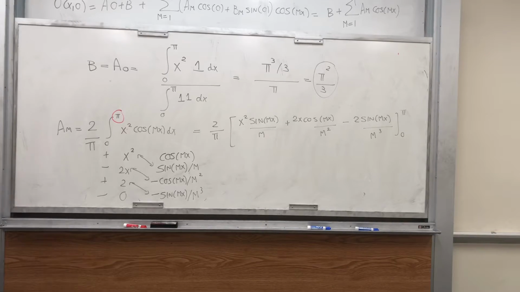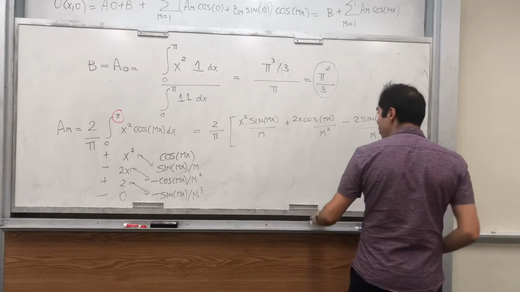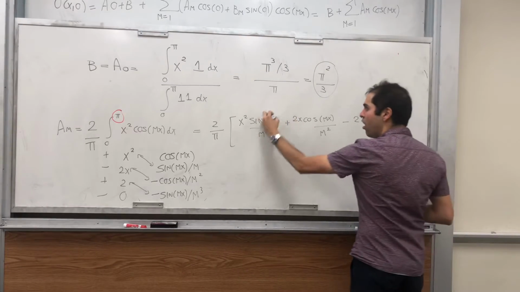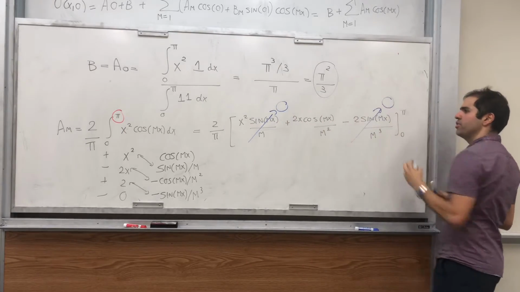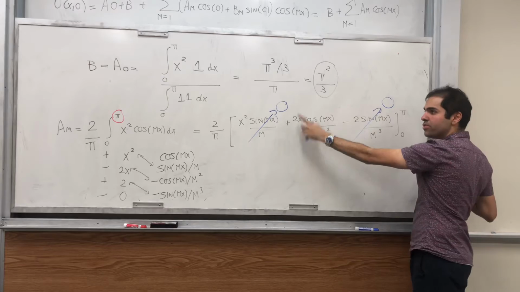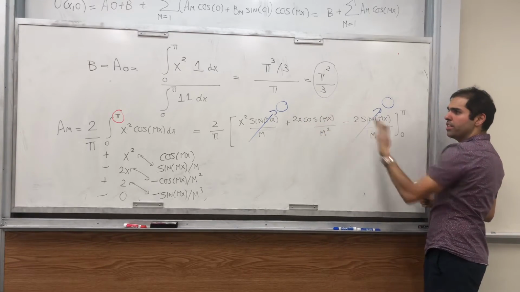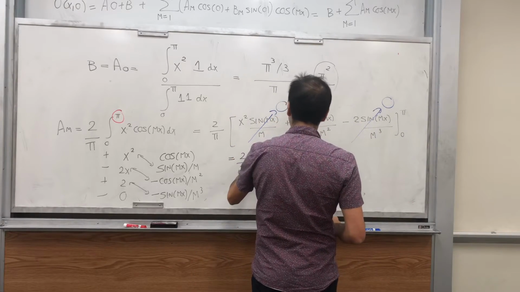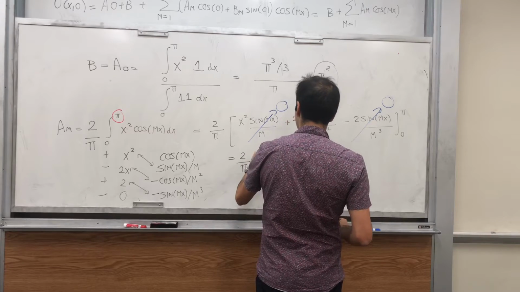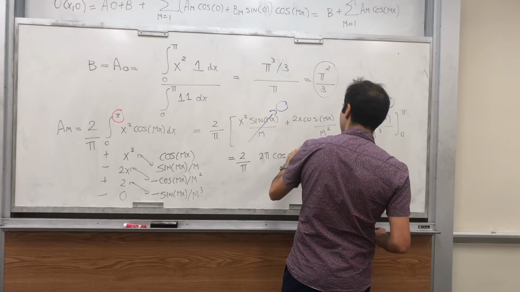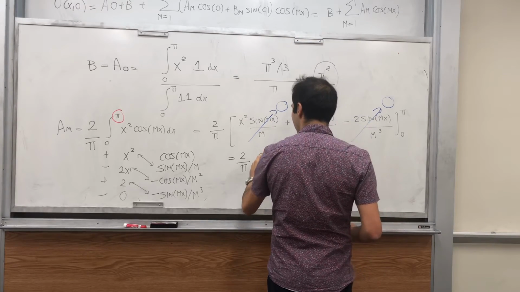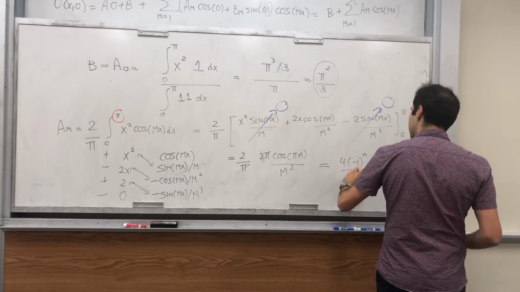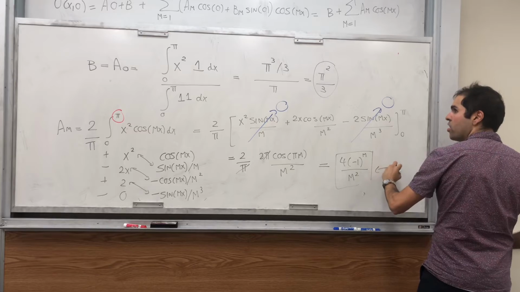So it's a horrible antiderivative if you want, but notice sine of pi m is 0, and sine of 0 is 0. So basically all those terms drop out. Moreover, at x equals 0, this also drops out. So the only thing that's left is the pi term. So this becomes 2 over pi, 2 pi cosine of pi m over m squared. And then the pi's drop out, and we get 4 times minus 1 to the m over m squared. And this is our am.